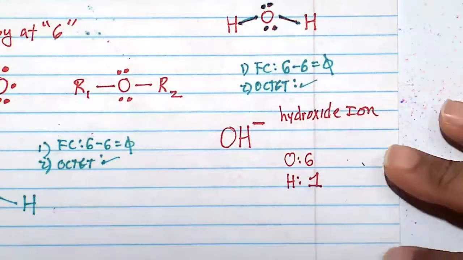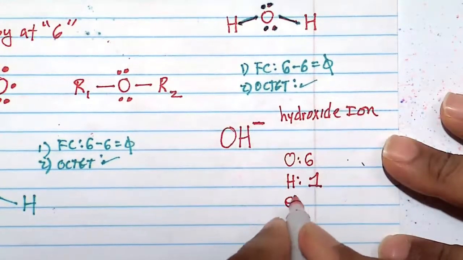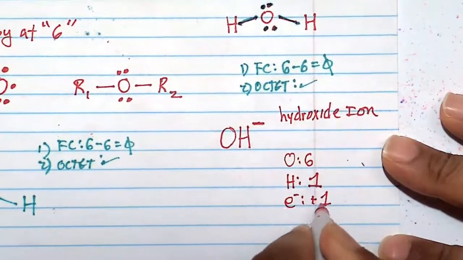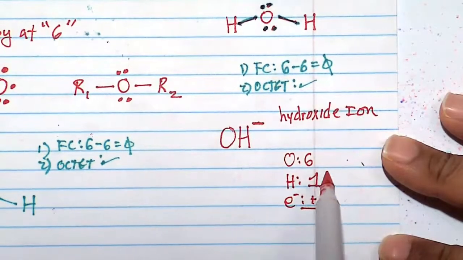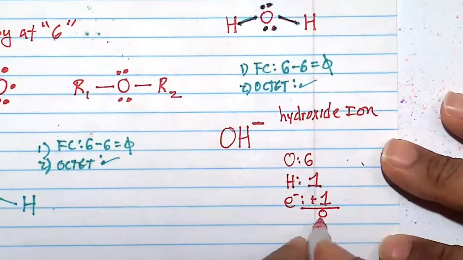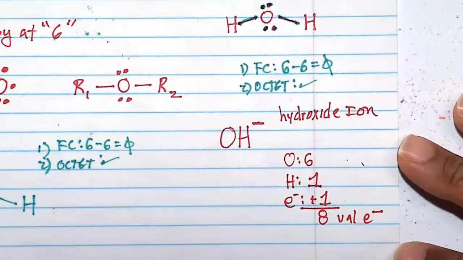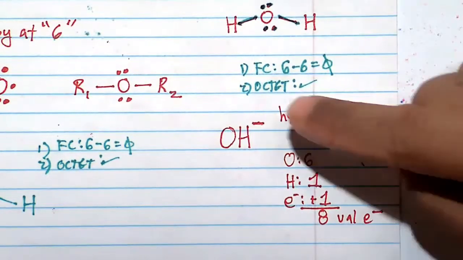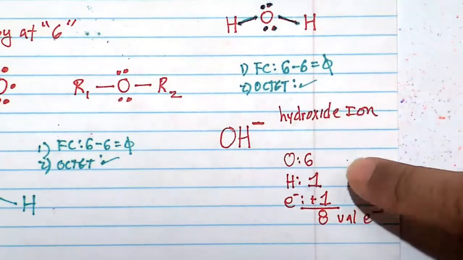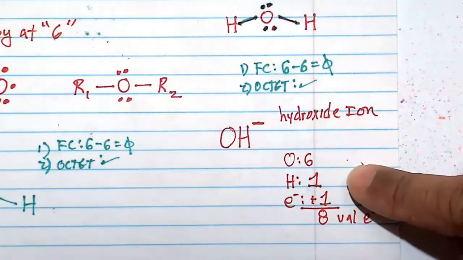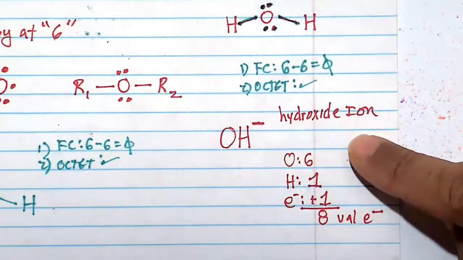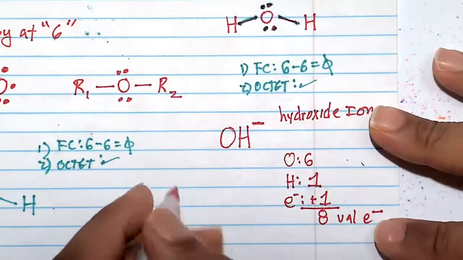Hydrogen is going to be happy at 1, and that minus sign means you gain an electron, so we're going to have to add 1 electron here. So 6 plus 1 is 7. 7 plus 1 is 8. So we have to put 8 valence electrons around the hydroxide ion. Remember, the minus sign gains an electron. Hydrogen, as we learn in a future video, is happy at 1. Oxygen, we have to memorize, is happy at 6. So how will we do that?